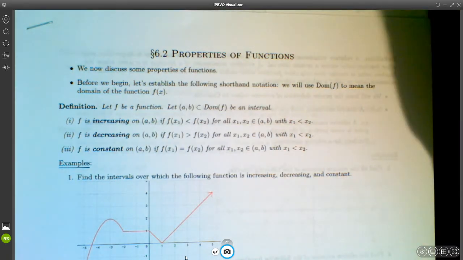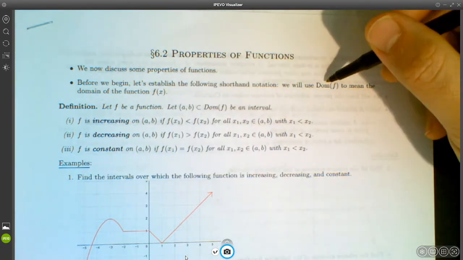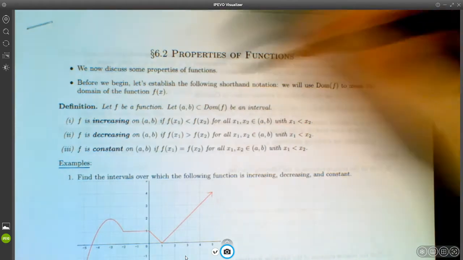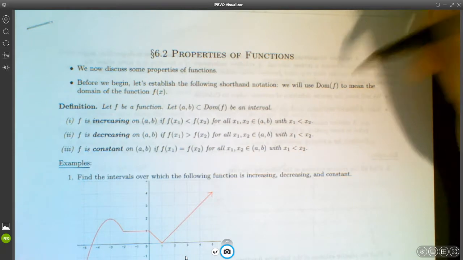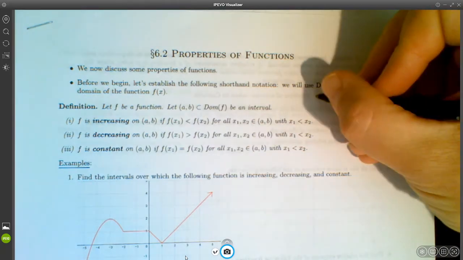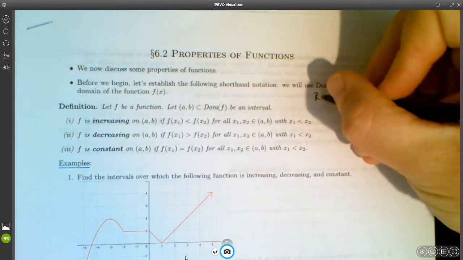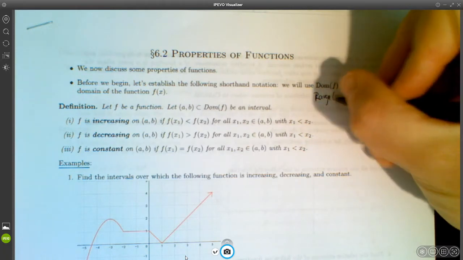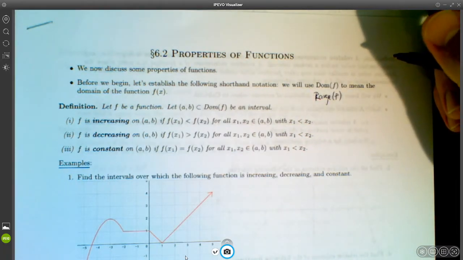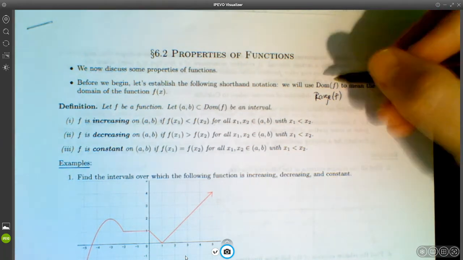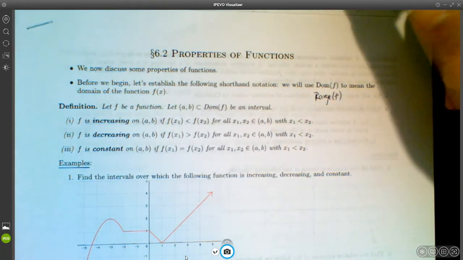One piece of notation that I'll use a lot is, if I want to talk about the domain of a function f of x, I'll just call it dom f, or domain of f. And similarly, if I'm looking for the range of a function, I might say range f, to describe the range of a function. So I don't have to write out domain of the function, I can just say dom of f.